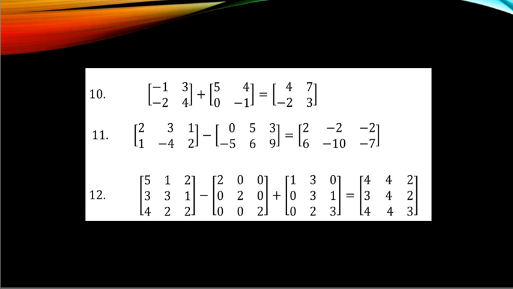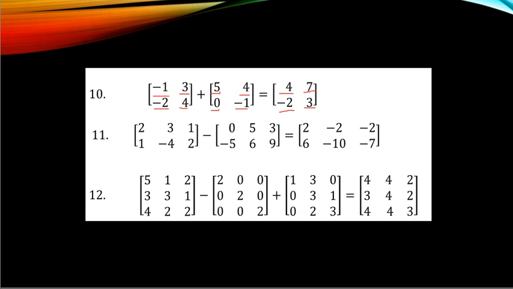In fact, they must be the same before you can add or subtract. So for number 10 is 2 by 2, so the dimensions are the same. So you add minus 1 plus 5, that is 4. You have 3 plus 4, that is 7. The second row, minus 2 plus 0 is minus 2. Then 4 plus minus 1, that is 4 minus 1.